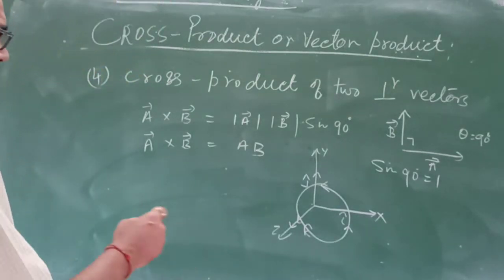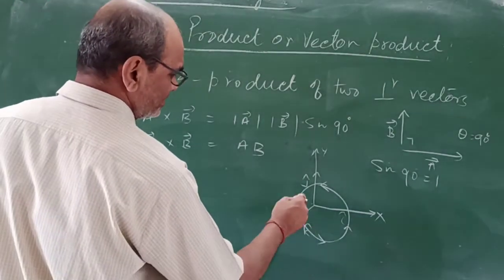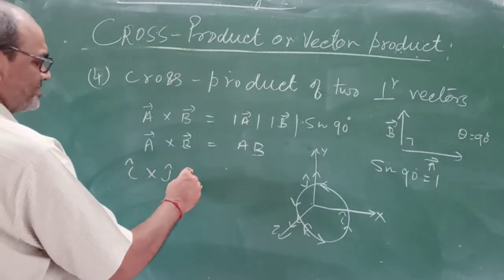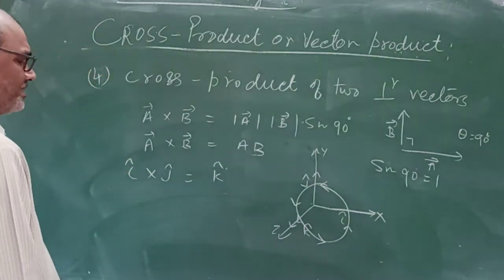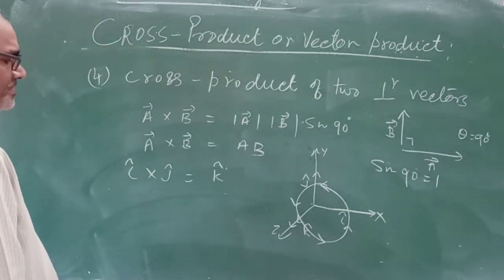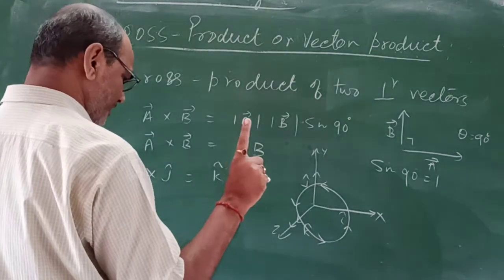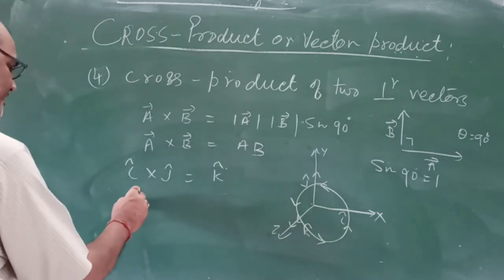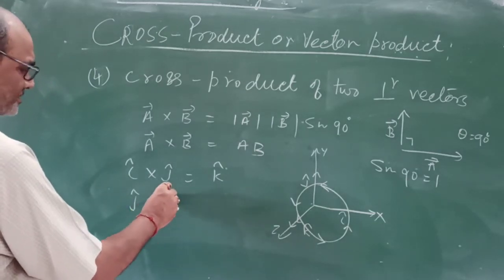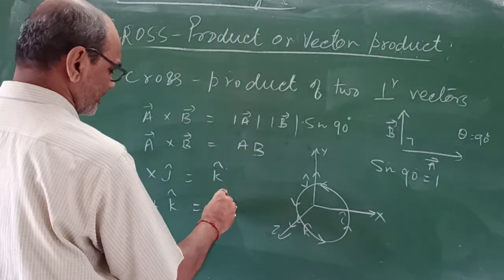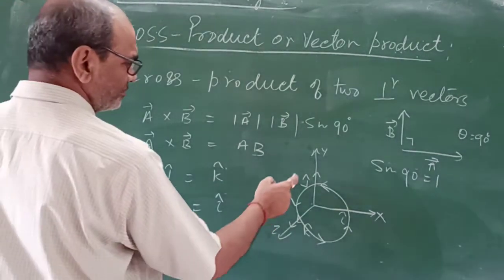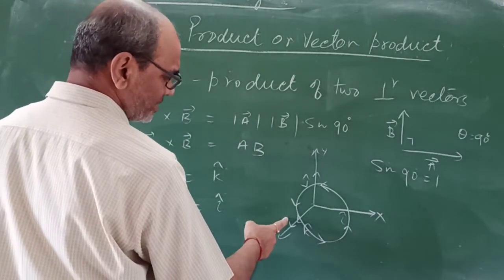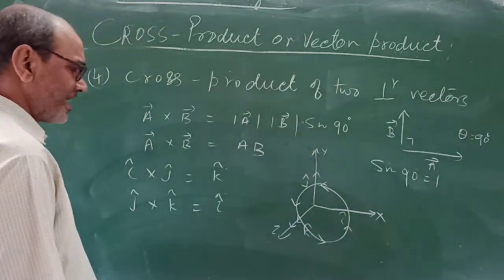Therefore, we can write i cross j is equal to k. i cap cross j cap is equal to k cap, a unit vector whose magnitude is equal to 1, directed along the z-axis. j cap cross k cap is equal to i cap. Y and Z are mutually perpendicular to each other, the angle in between is 90 degrees, and the direction is along the x-axis.